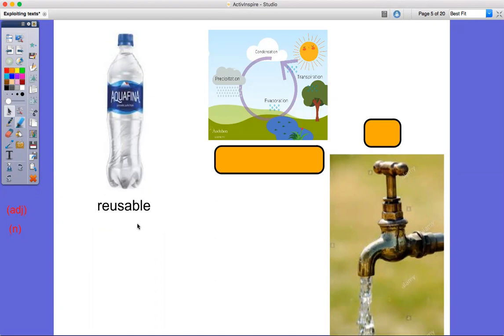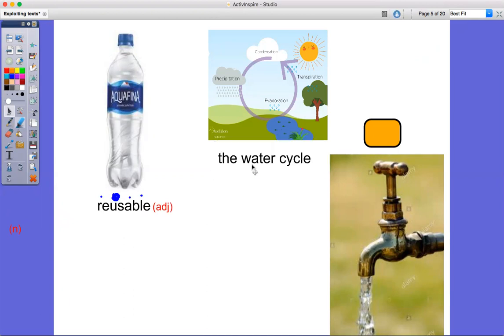Listen, reusable, reusable. How many syllables? Reusable. 4. Which one is strong? Good. It's this one. And then what is this? An adjective? A noun? It's an adjective. Okay, and you move on to do that with the water cycle and tap.